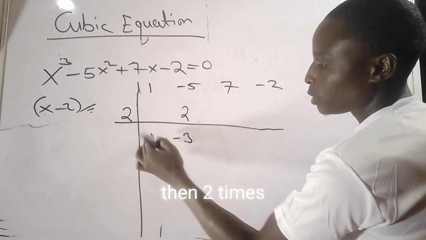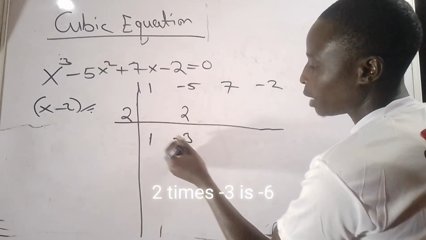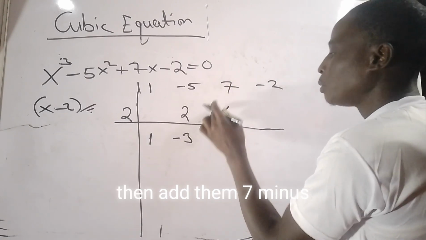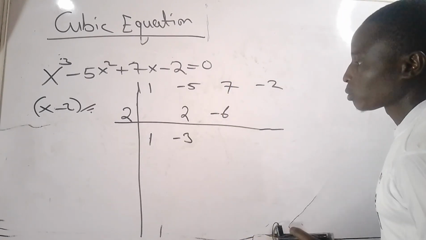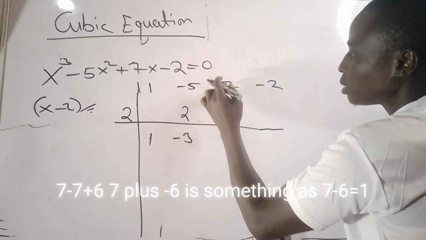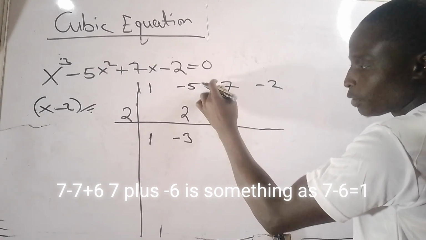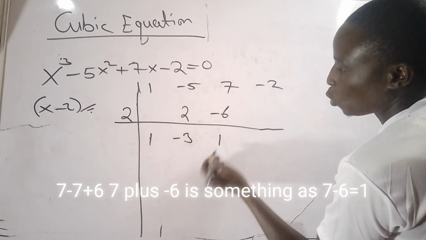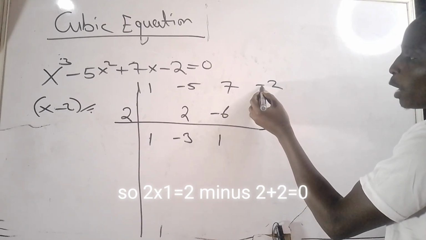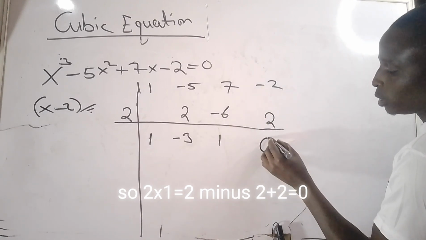Then 2 times negative 3 is negative 6. Then we add them. 7 plus minus 6 is the same thing as 7 minus 6, which is 1. So 2 times 1 is 2. Minus 2 plus 2 is 0.